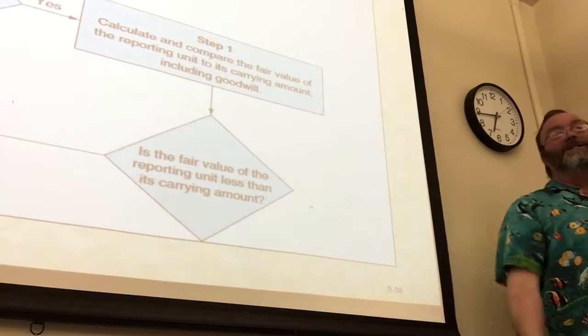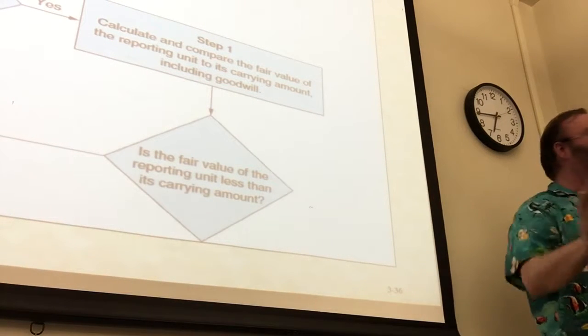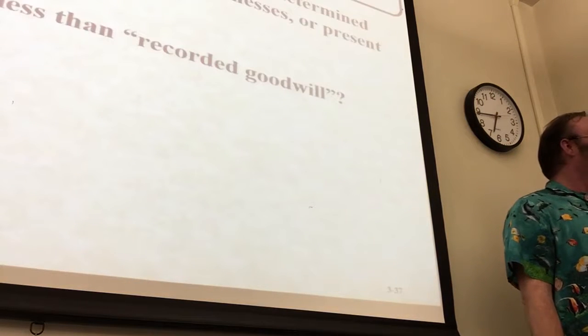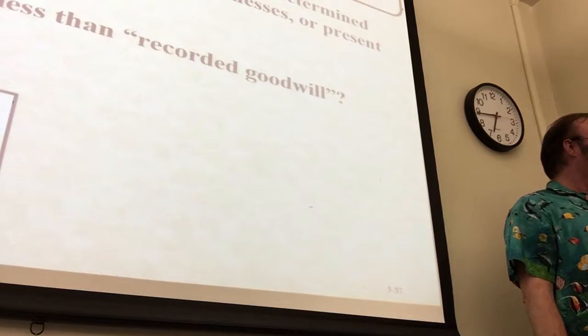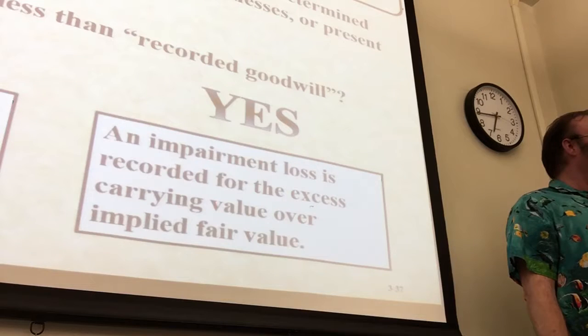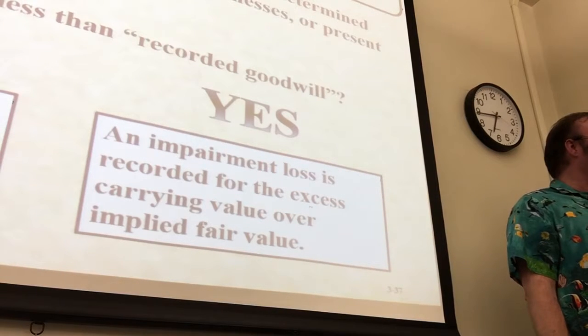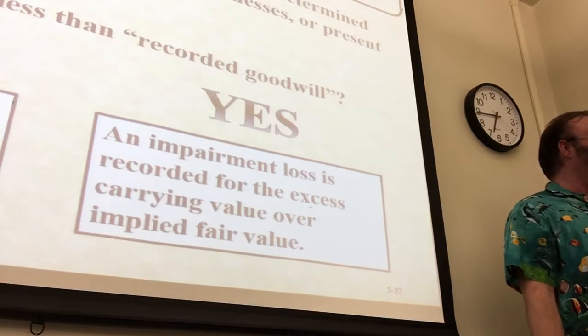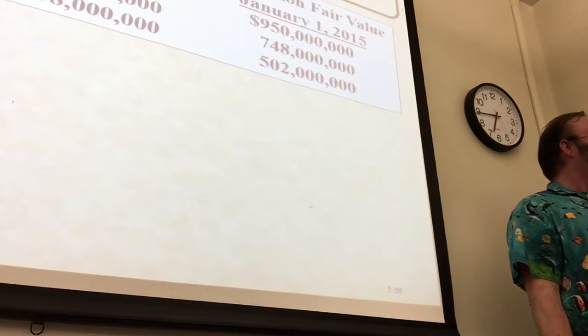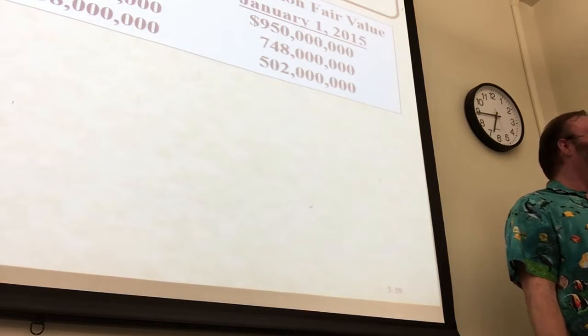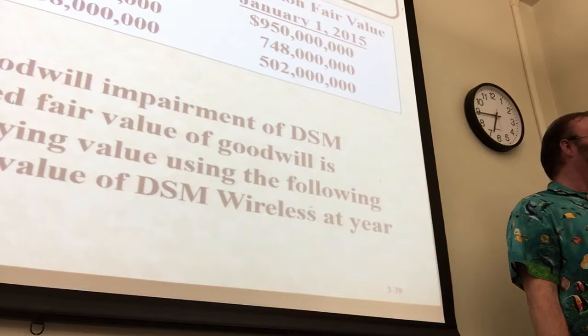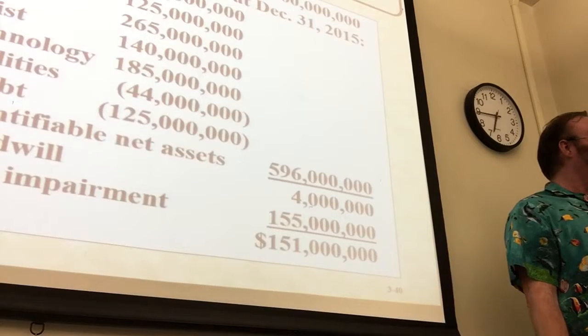Here's a flow chart in case you didn't get it the first time. It's in your book. Don't worry, I'm not going over it. If the implied goodwill is not less than the recorded, there's no impairment. And if it is, then you take an impairment. All right. And then they give you a whole bunch of examples in here. I'm not going to go over this. I would rather focus on the saving.